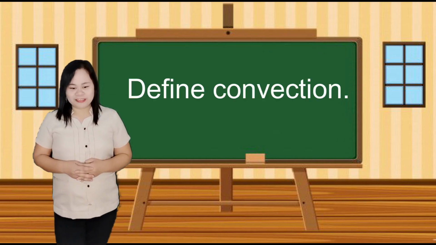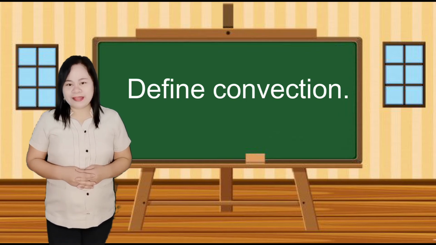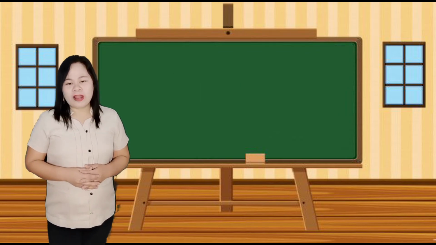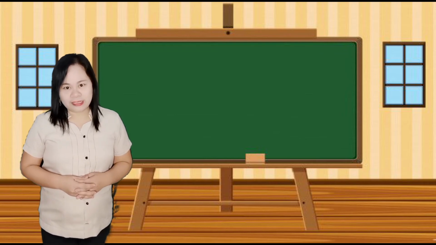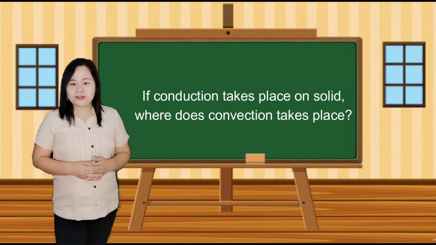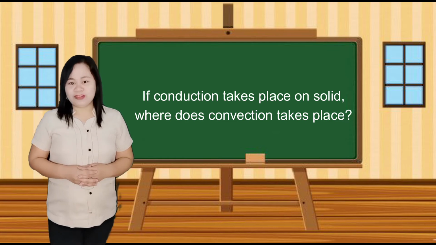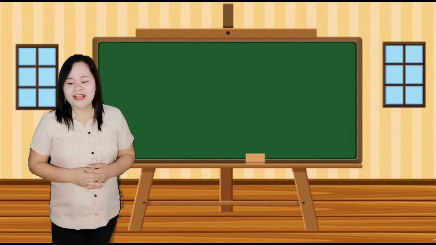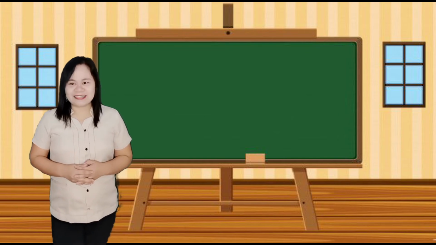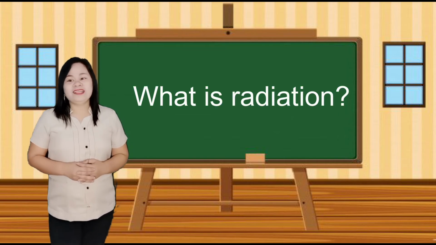Define convection. Convection happens on fluids or gases wherein hot air rises and cold air goes down. If conduction is suitable for solid, how about convection? Correct! It is on liquid and gas. What is radiation?